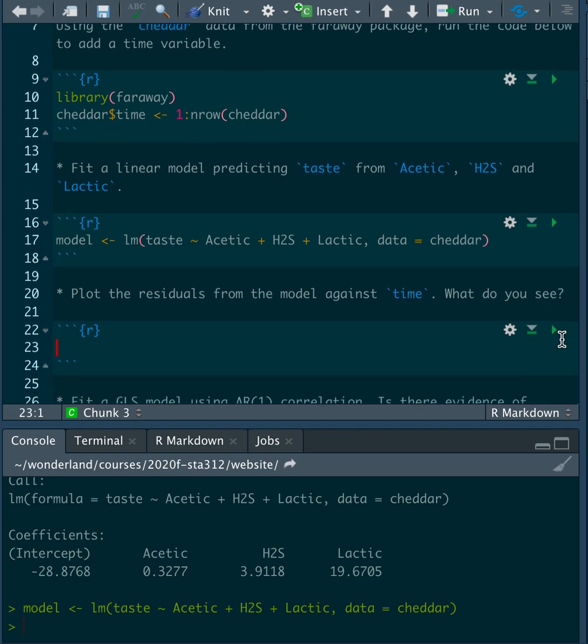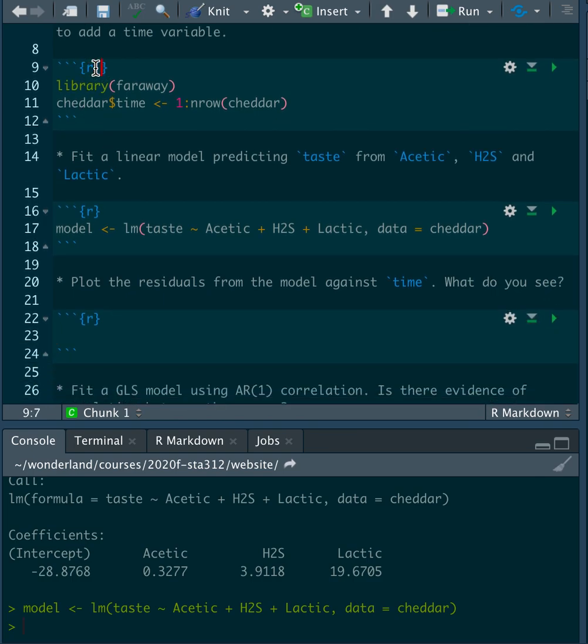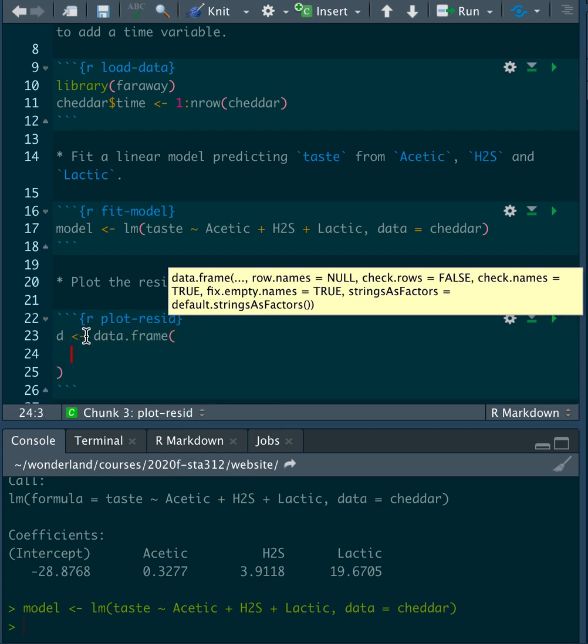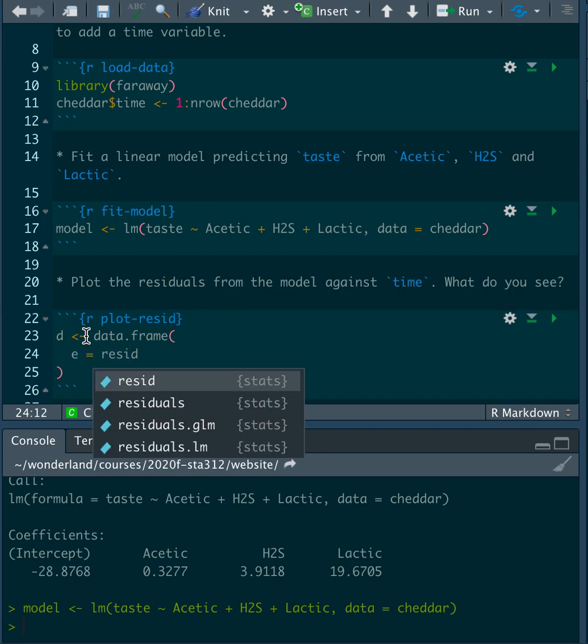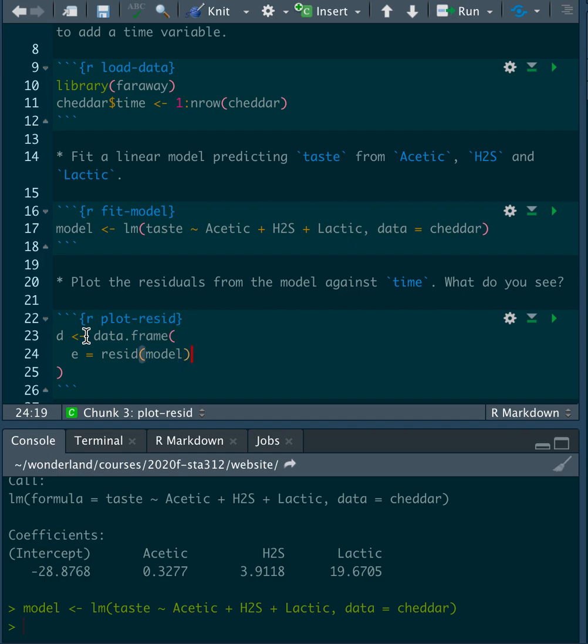So let's create a data frame so we can plot these. Oh, and let's make sure we label our chunks. So load data, fit model, plot residuals. Okay, so let's make a data frame D that contains our residuals and also contains time.